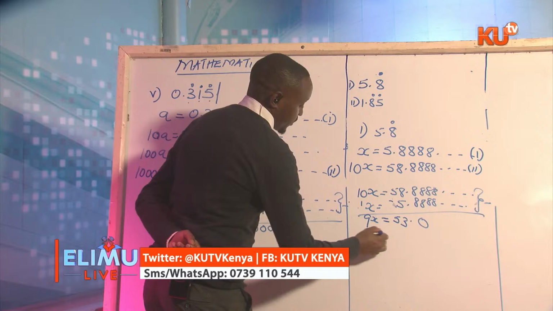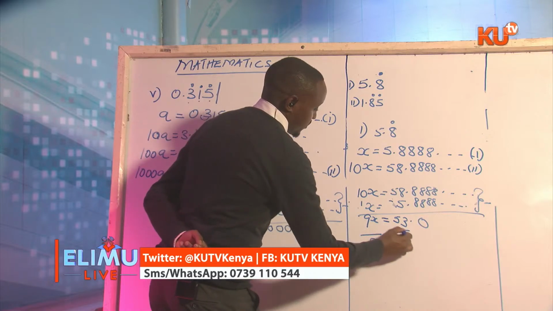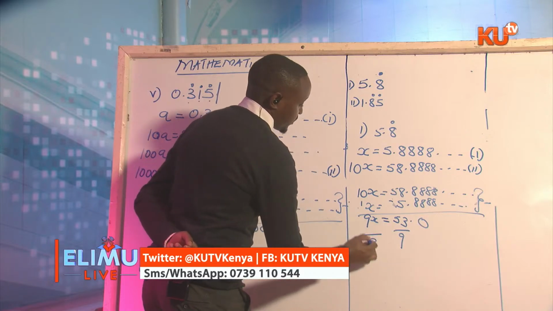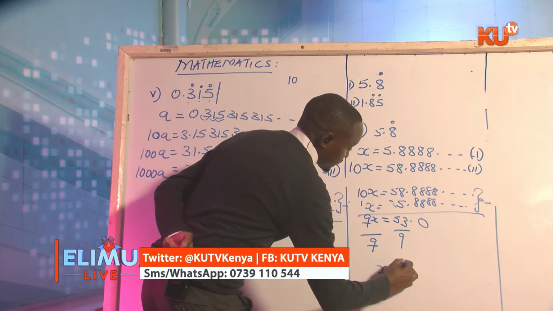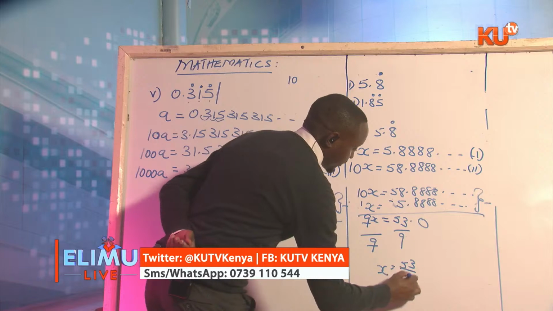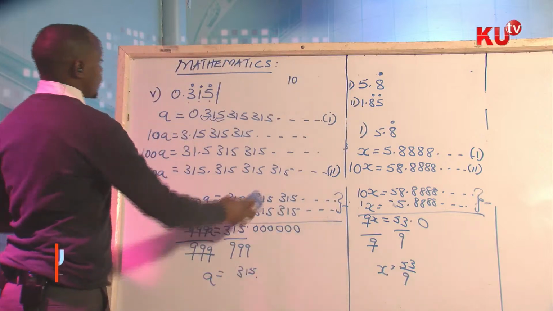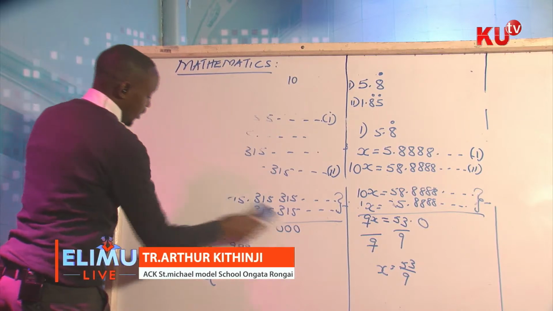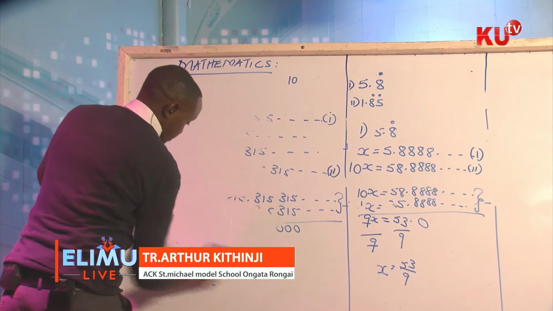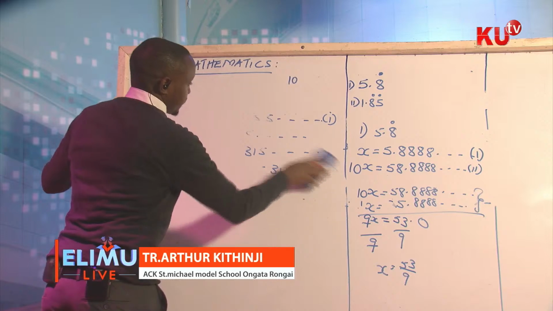Then we want to be left with x, so divide both sides by 9. That means our x will cancel out, so that we are left with x is 53 all over 9. Then another rule of fractions, you can never leave a fraction as an improper fraction. Always make it a mixed fraction.